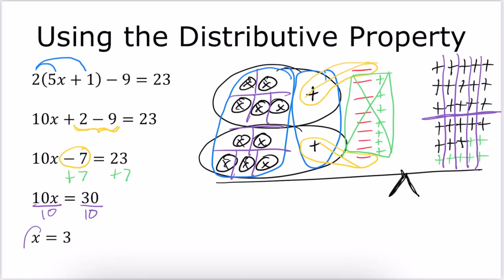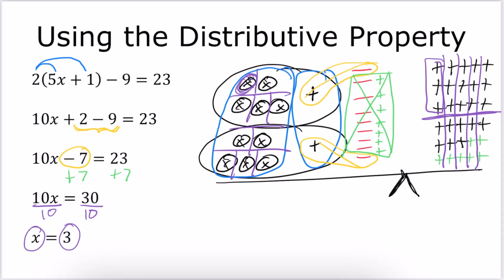And that shows me that 1x equals 3. So one of these bags of unknown amount is equivalent to 3 positives. And so that tells me that x equals 3. So that problem could be solved in 2 ways.